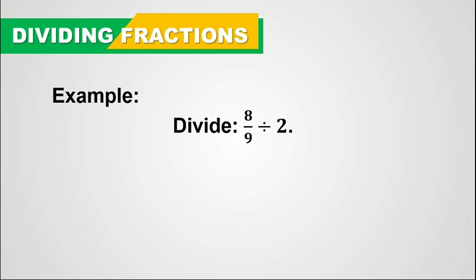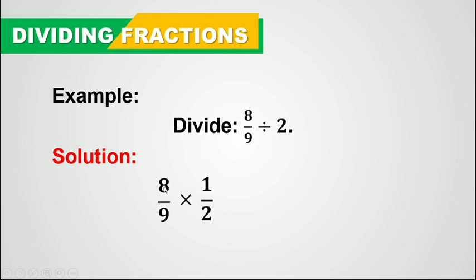Now what about this? 8 over 9 divided by 2. So this is a proper fraction divided by a whole number. So how are you gonna do this? So again, just copy the dividend. Because we have nothing to cancel here, just copy the dividend. And then, what is the reciprocal of 2? So the reciprocal of 2 is 1/2, right? And then proceed to multiplication.